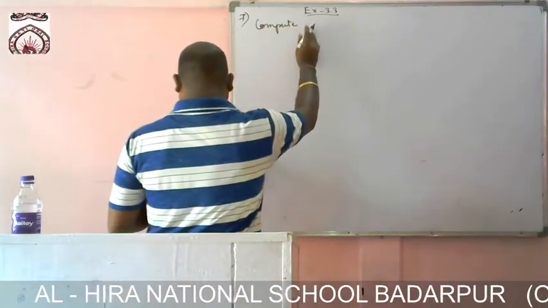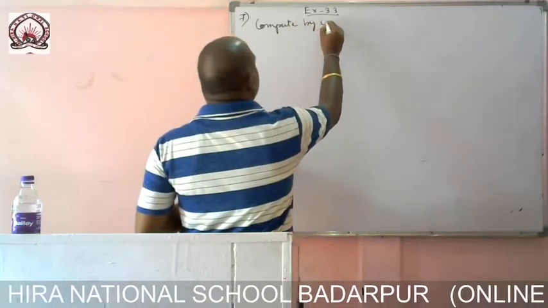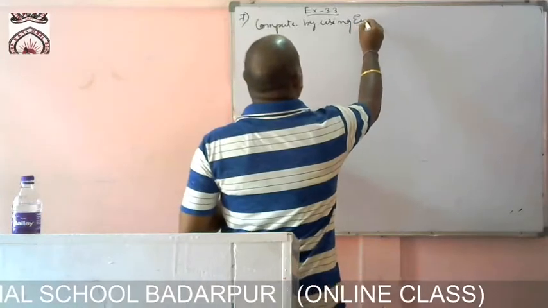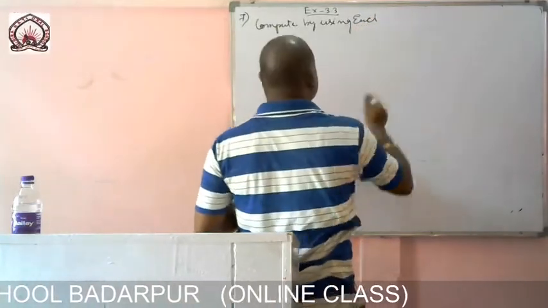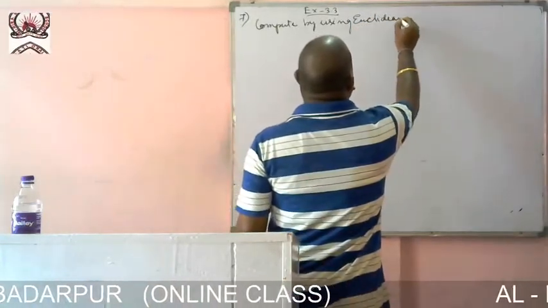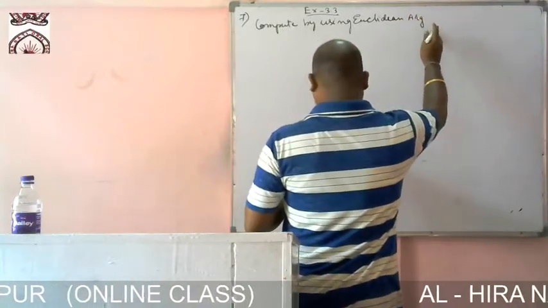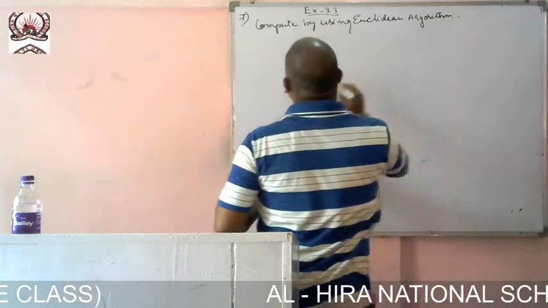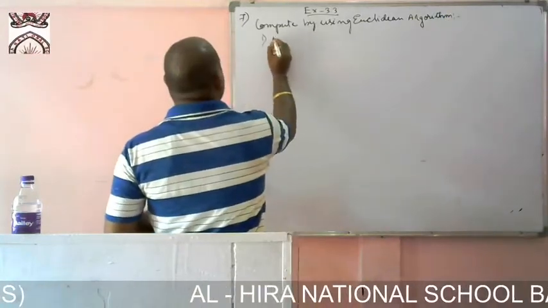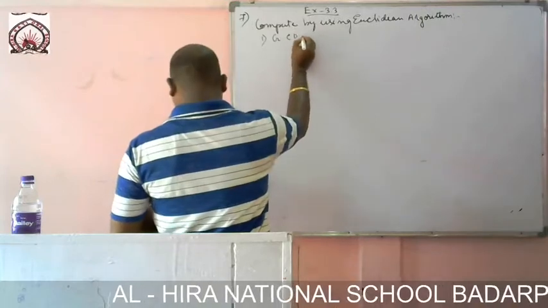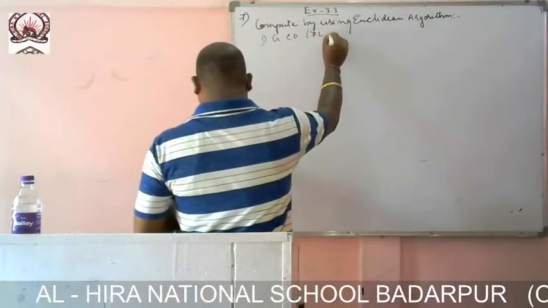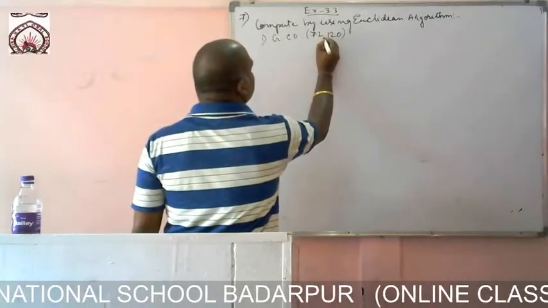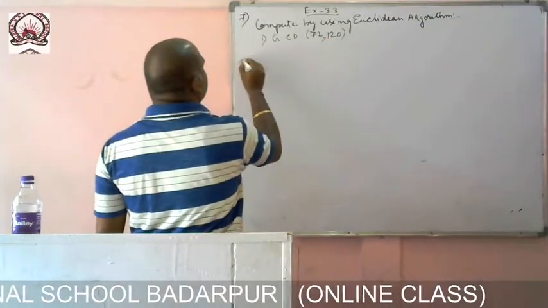Compute by using Euclidean algorithm. Number 1, the GCD of 72 and 120. The GCD of 72 and 120. Solution.